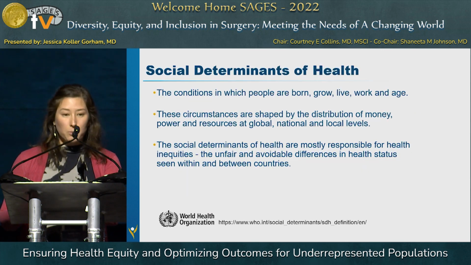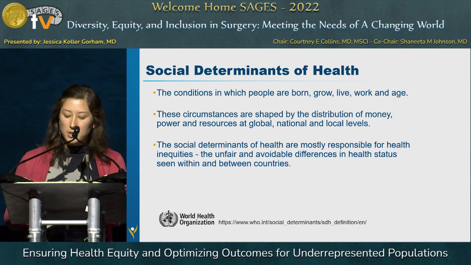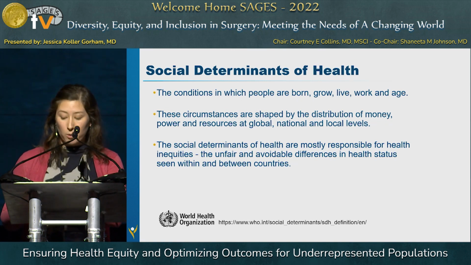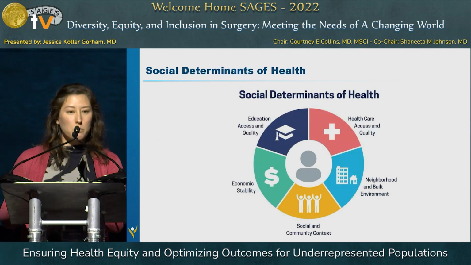These conversations bring us to the social determinants of health. As defined by the World Health Organization, these are conditions in which people are born, grow, live, work, and age. These are shaped by the distribution of money, power, and resources, and underlie the notion of inequity as discussed earlier.